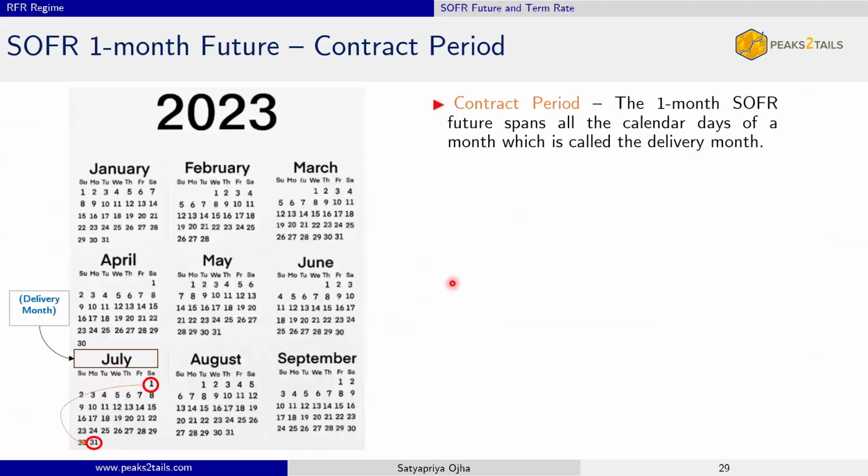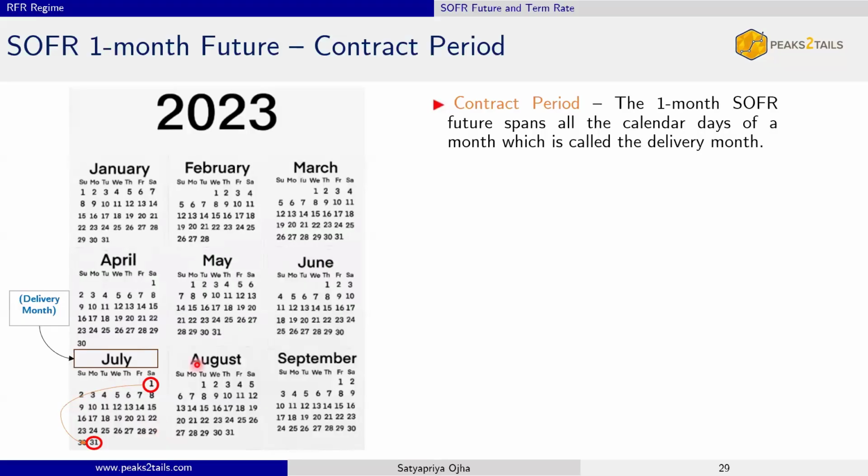Let's talk about 1 month future. 1 month future is actually simple. There is no concept of contract month and delivery month. It's just a 1 month, so that is called the delivery month. If it's a July future, it means the dates are simply all the calendar days in that July month, from 1st to 31st. These are the start date and end date of the contract period for 1 month future.